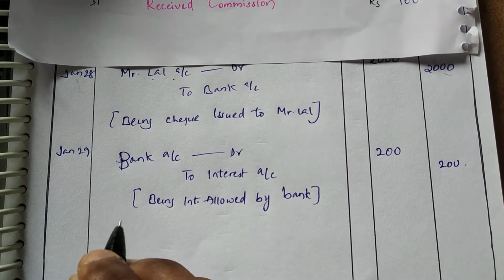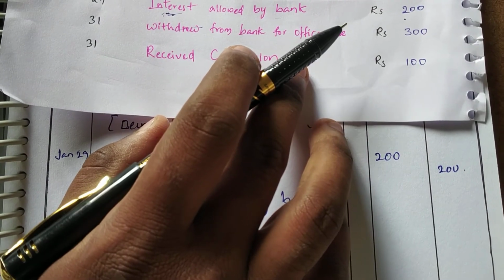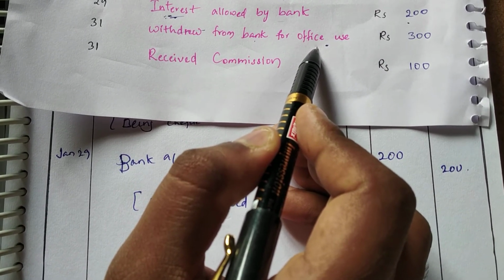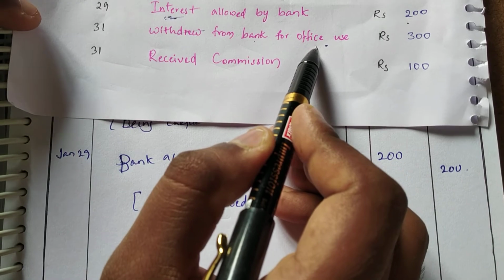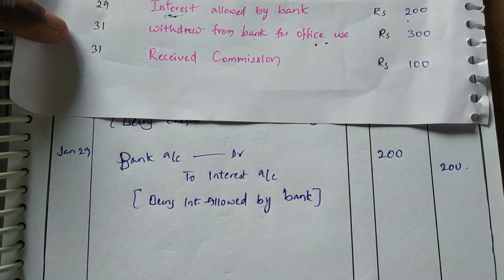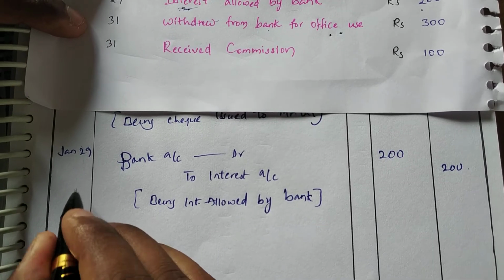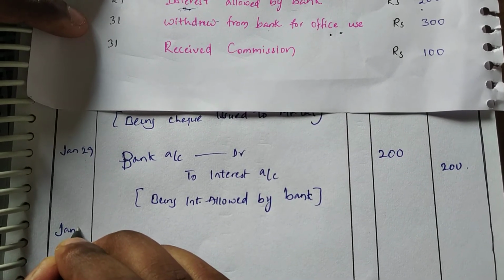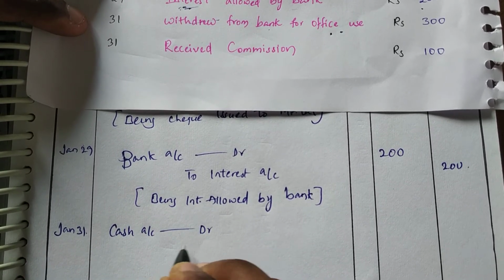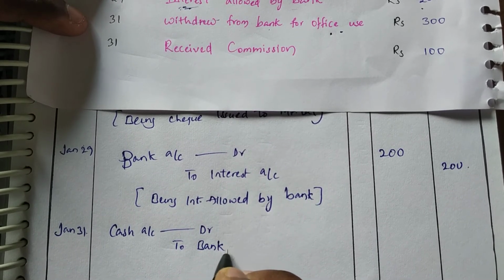Okay. So the next transaction. Withdrew from bank for office use. We have withdrawn our bank balance for office use. So what happens? We will be getting the cash. Another one is our bank balance is going to get reduced. Our bank is a giver and we are the receiver. We are getting the cash. So on January 31st, cash comes in. Debit the receiver and credit the giver. So our bank is a giver, so we are crediting the bank account.